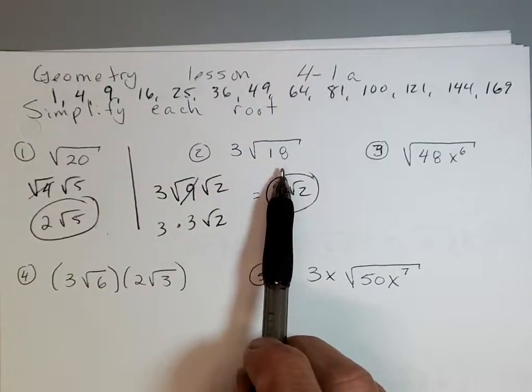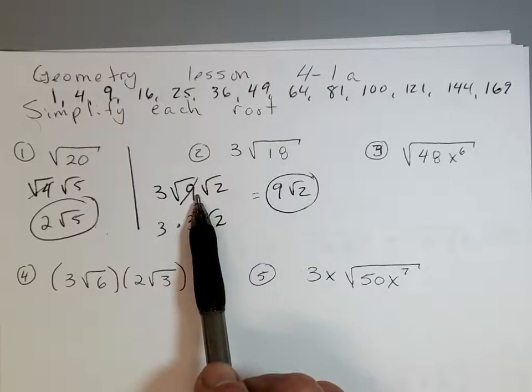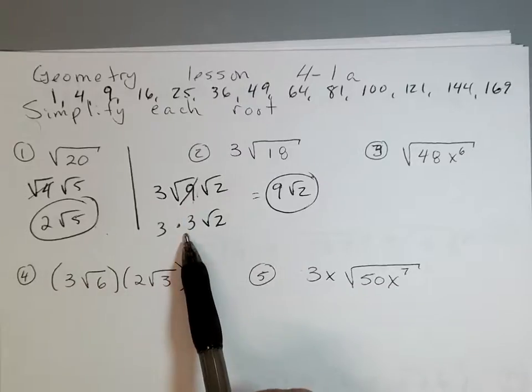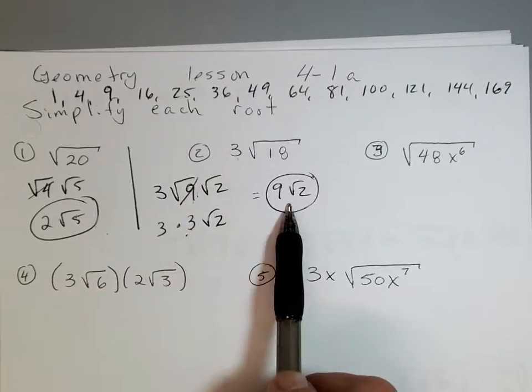So what I did is I left the whole number on the outside. I found two numbers that made 18 when I multiply. One of them had to be a perfect square, which is 9. Square root of that 9 is 3. 3 times the 3 on the outside made the 9, square root of 2. Pretty easy so far? Okay.